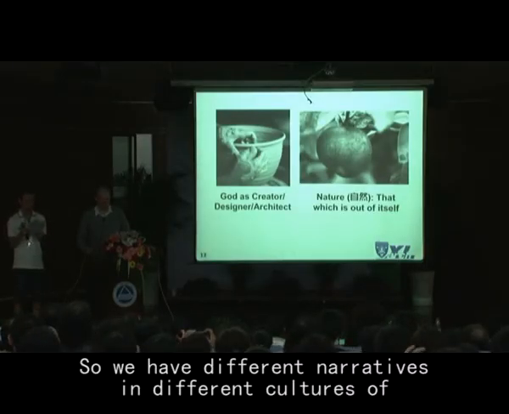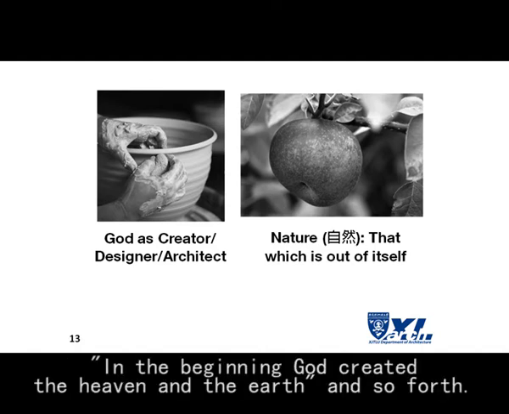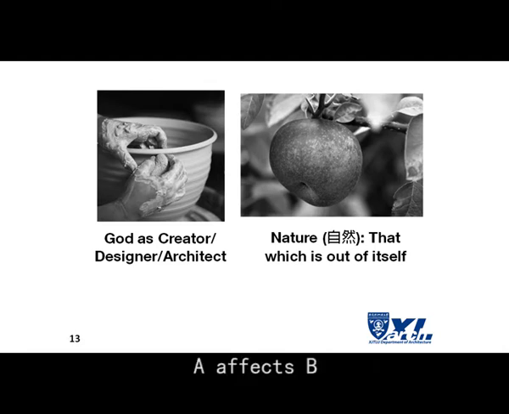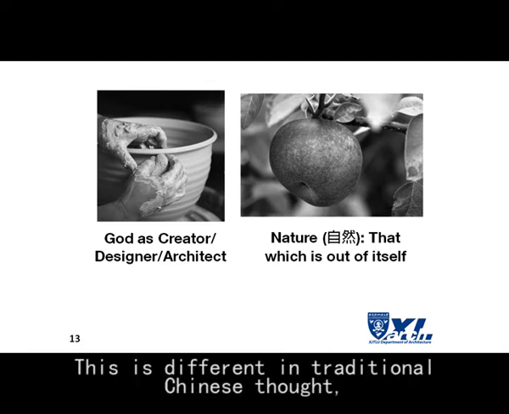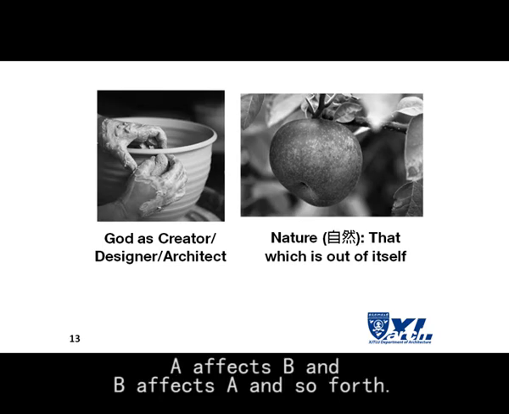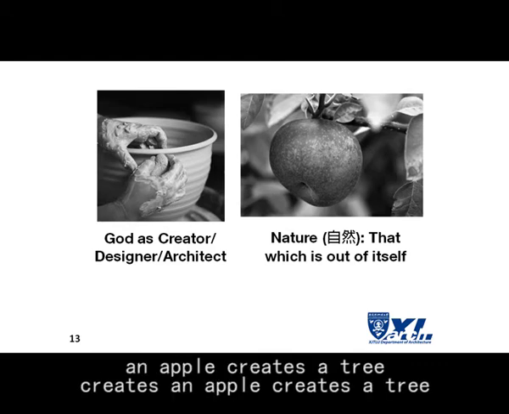So we have different narratives in different cultures about how things come about. In the West, the world is seen as created. In the beginning, God created the heaven and the earth, and so forth. And likewise, architects and designers create along a linearly causal path. A affects B. This is different in traditional Chinese thought, as expressed in this notion of Ziran. That which comes out of itself, A affects B, and B affects A, and so forth. Or just A recreates A, recreates A. An apple creates a tree, creates an apple, creates a tree.